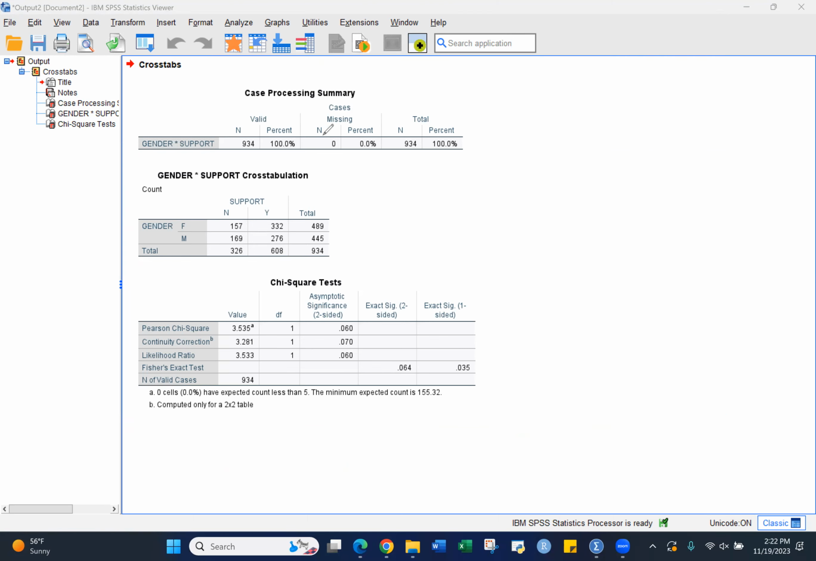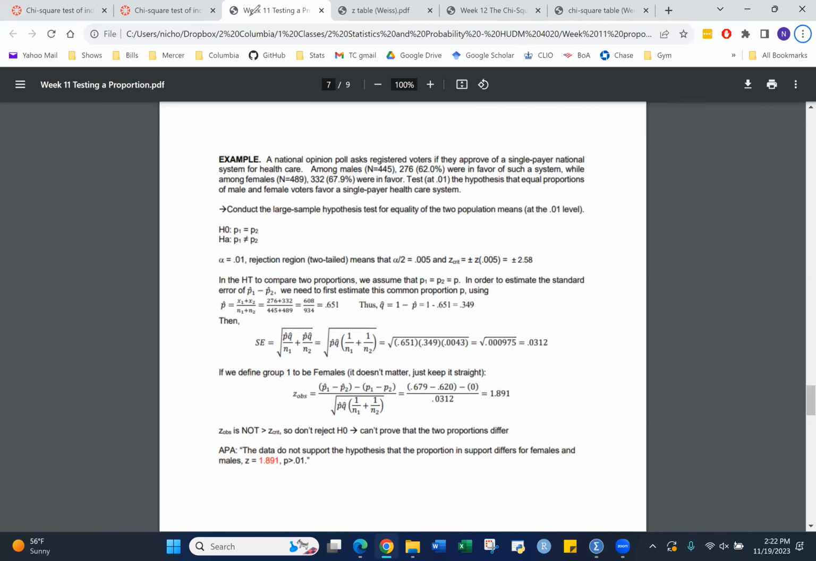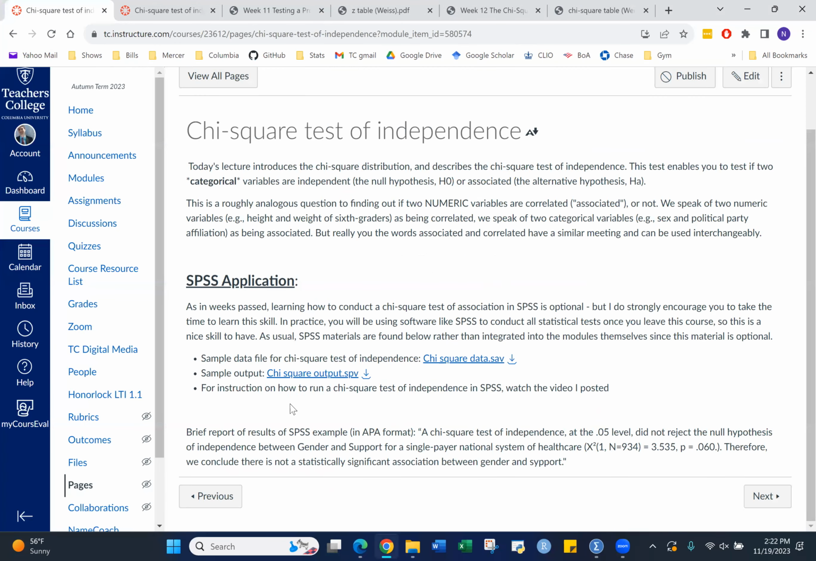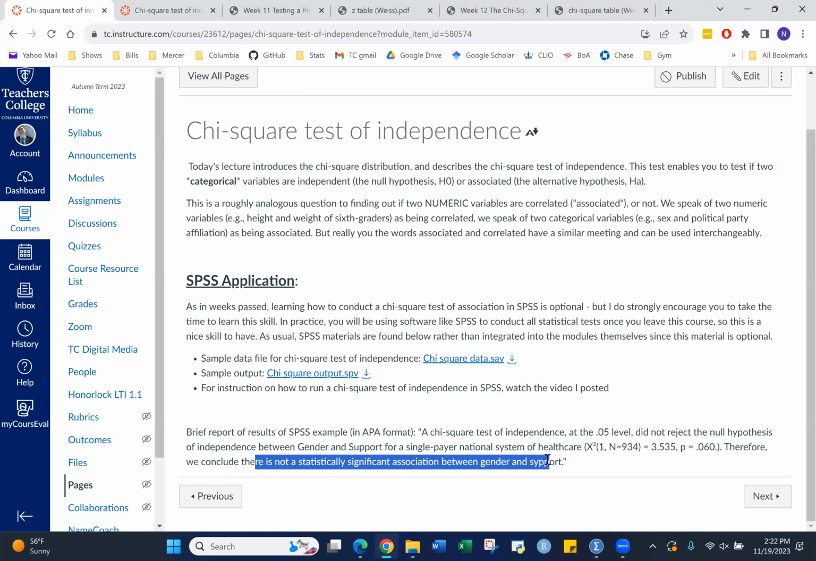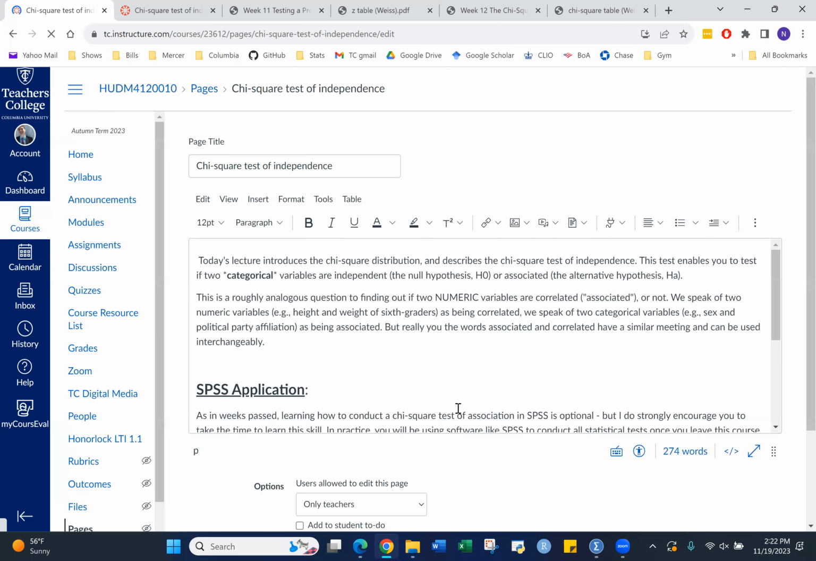And I've given you a full interpretation of this here. A chi-square test of independence. So you can see chi-square reporting it here. Therefore, we conclude there's not a statistically significant association between gender and support. That should say support. So that's really it.